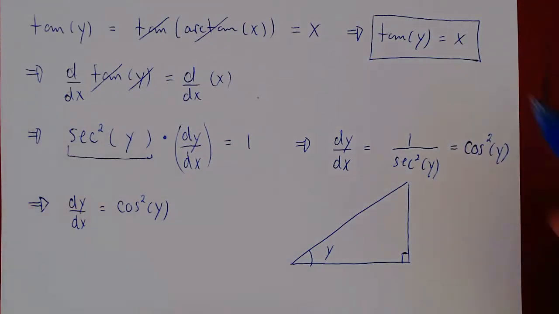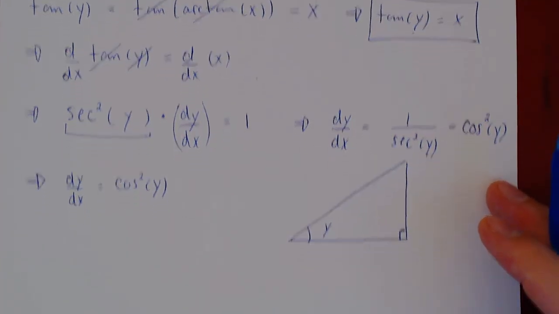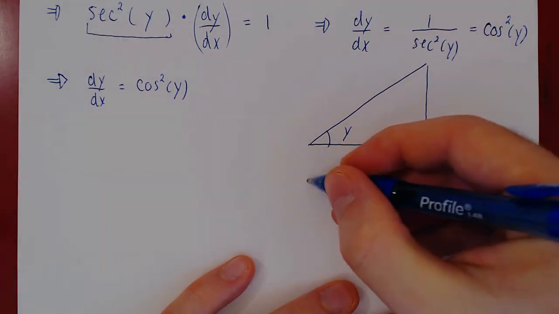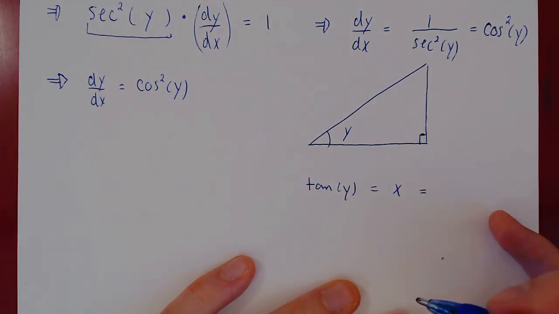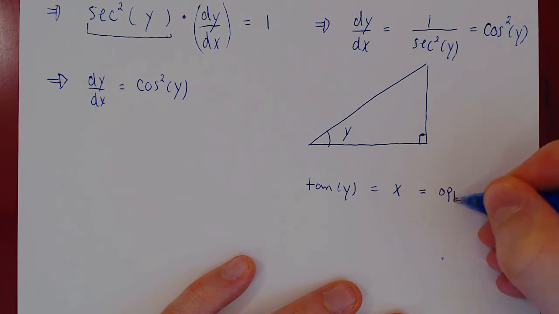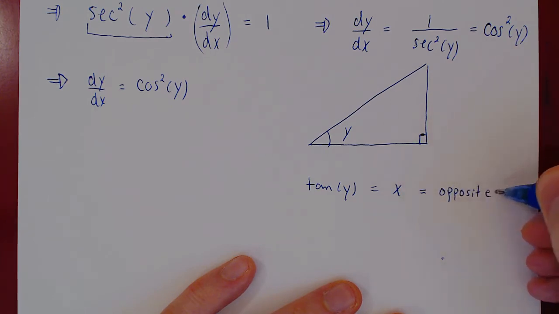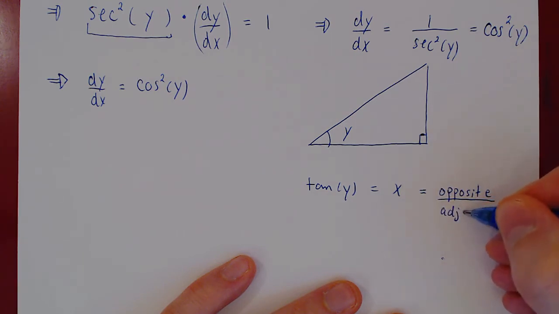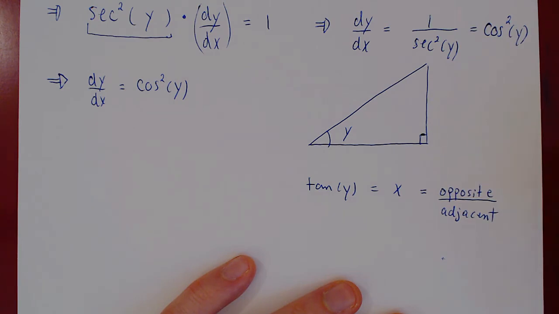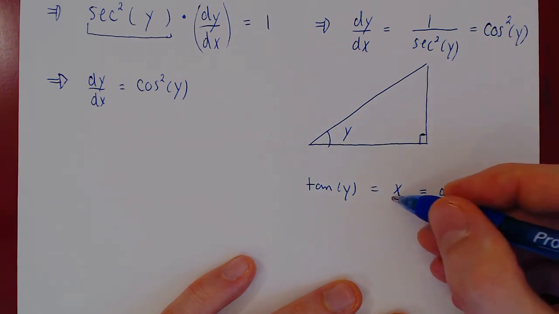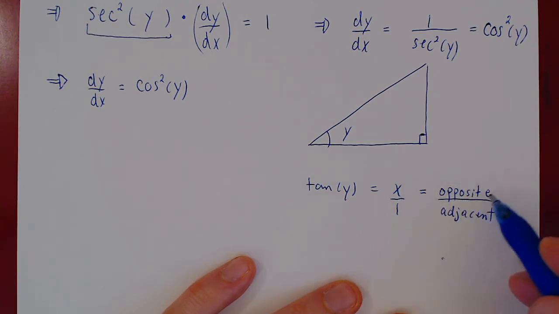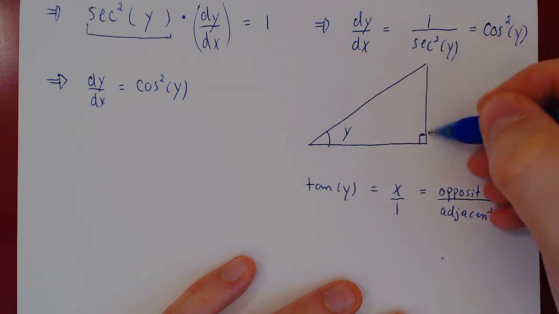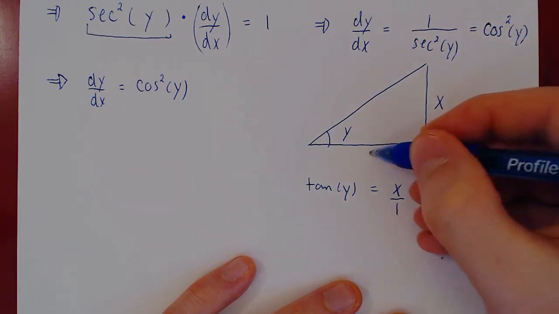Well, let's go back. Tangent of y was equal to x. But if you remember, tangent was SOHCAHTOA, the opposite side over the adjacent. So we would like this to be a fraction. The easiest way is to write x as x over 1. And now we can see that tangent of y being x over 1 will be the opposite over the adjacent. Therefore, the opposite side will be x. So tangent of y is opposite, x, over adjacent, which is 1.